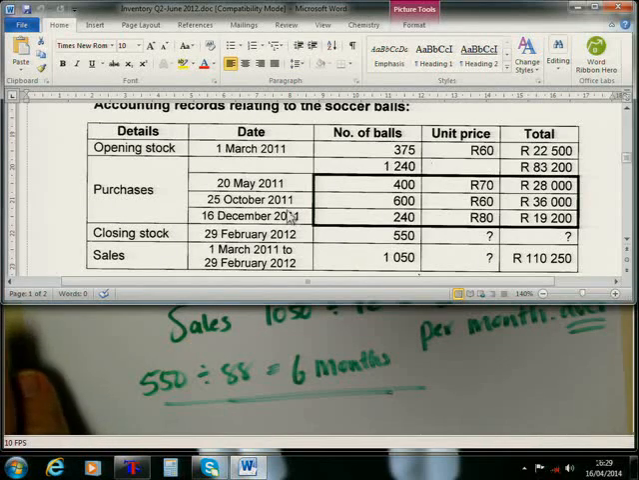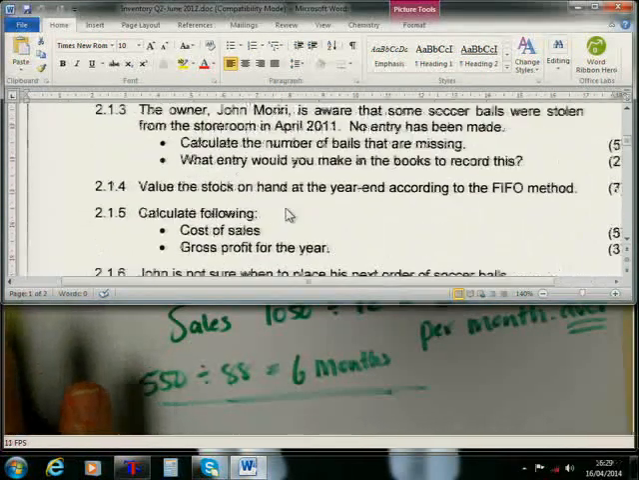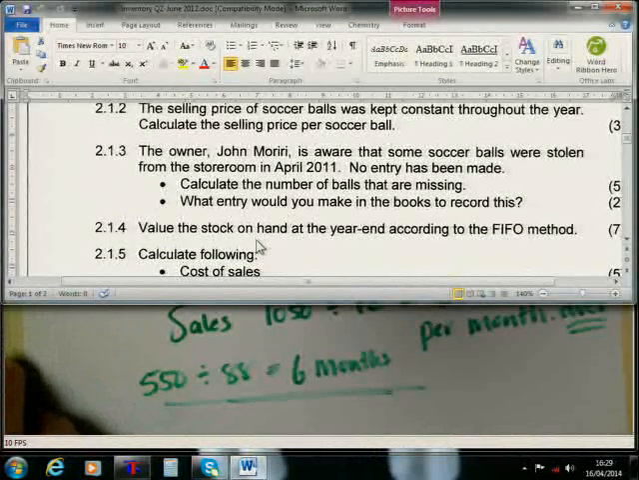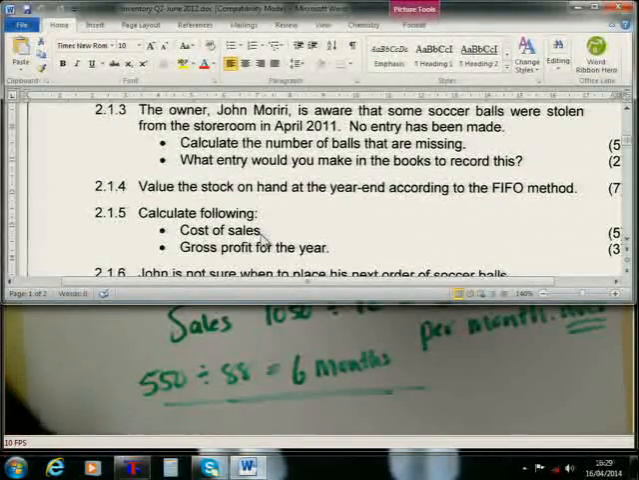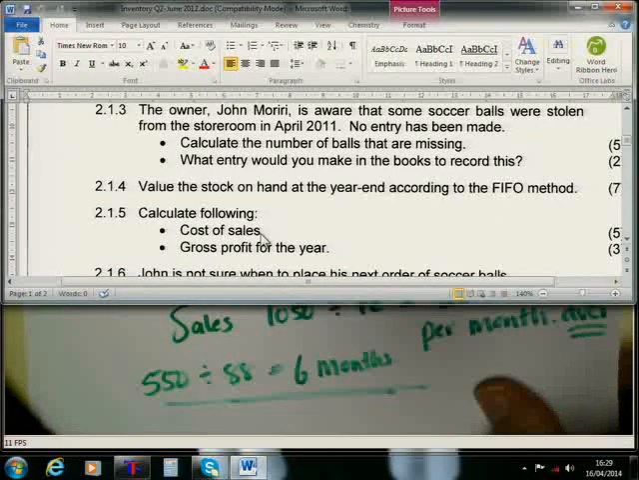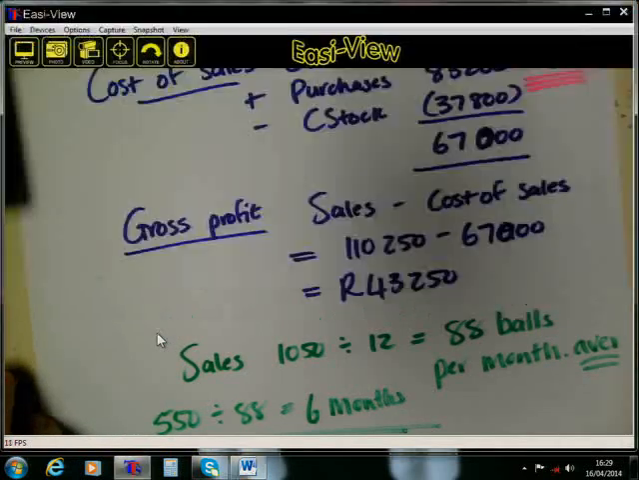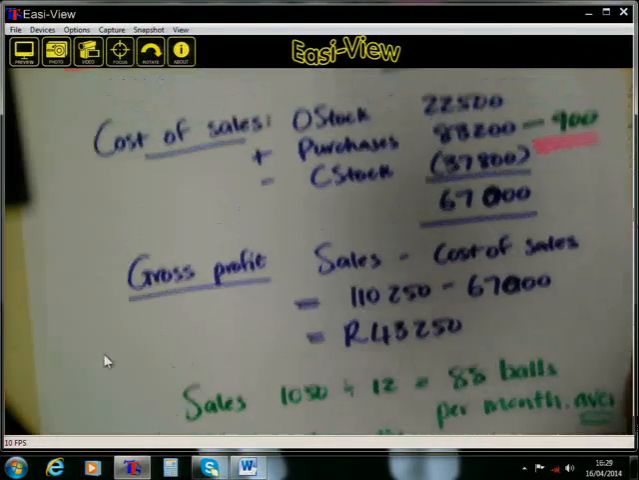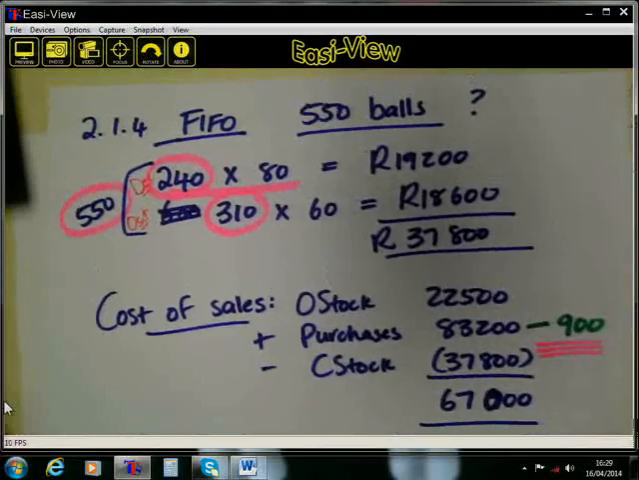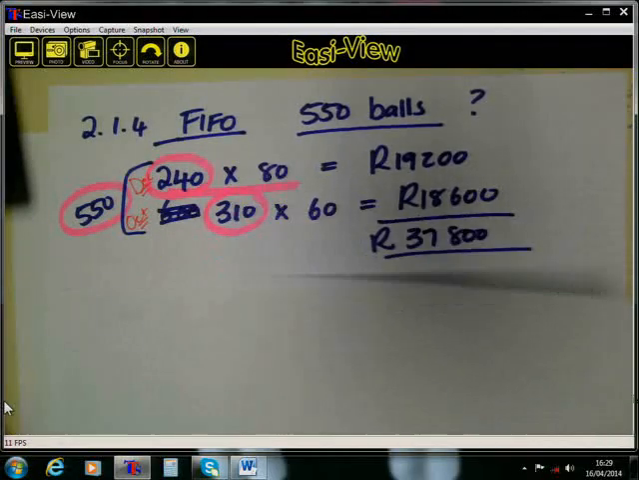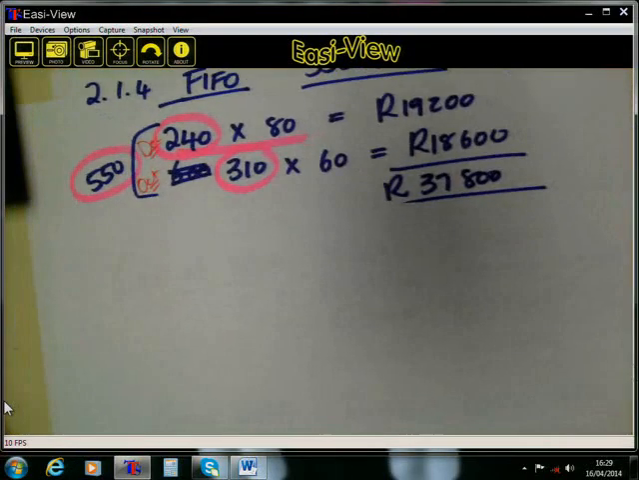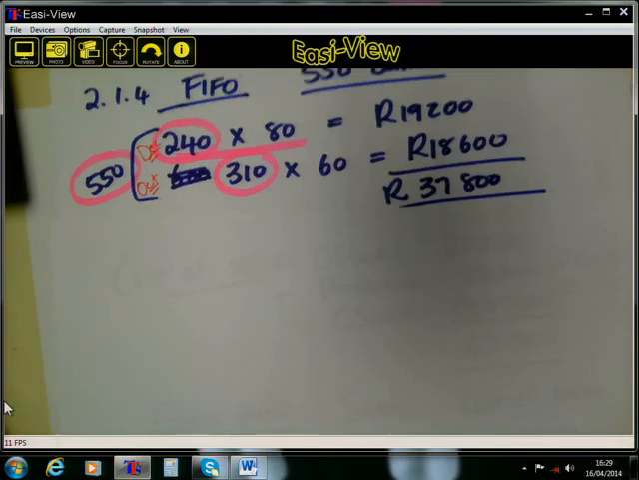They didn't ask it in this question, but what they can do there, the moment that they are done with all the calculations, they can ask you, okay, but what if John was in the weighted average method? Are you with me? So I've got 10 minutes left. We are going to do the same calculations in the weighted average method. Remember, we've got 550 balls on hand.